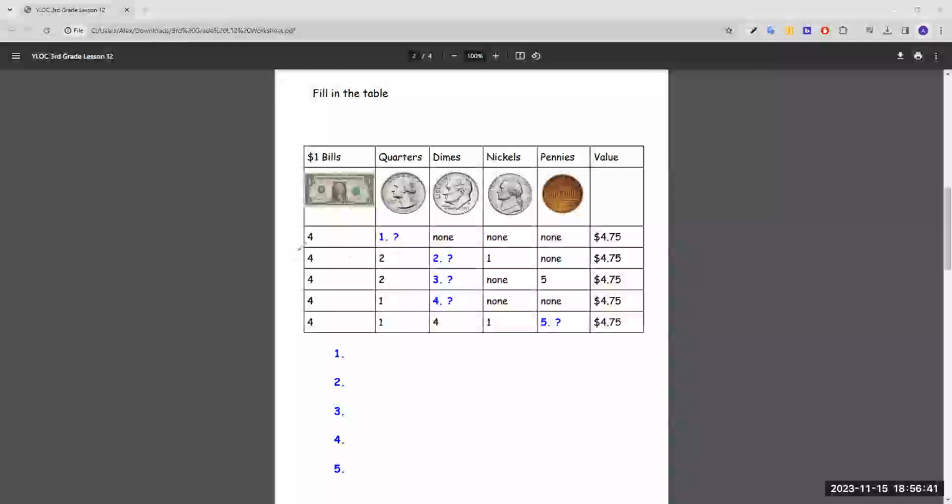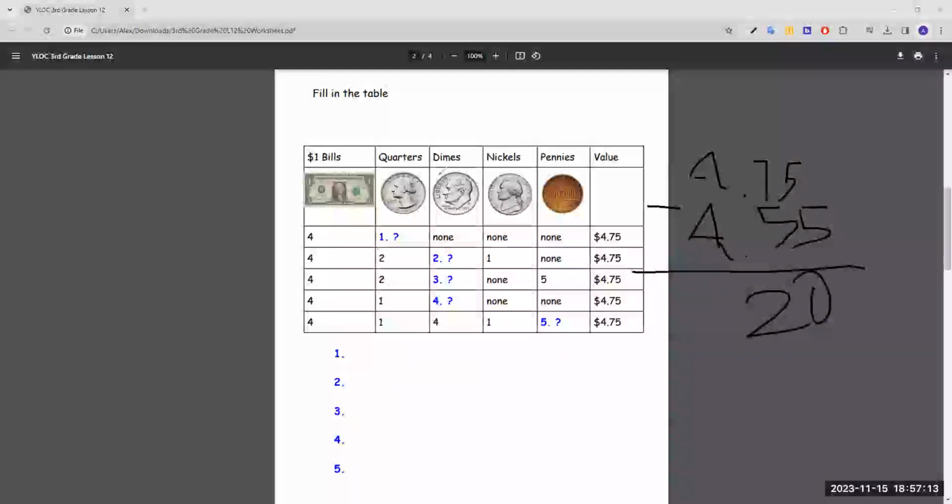Number two, we have $4 bills, 2 quarters, 1 nickel, and 0 pennies. So the value of what we have already is $4. 2 quarters is 50 cents. And 1 nickel, which is 5 cents. So we add another 5. And we're trying to get to 4.75 again. So let's subtract the value that we have from the value that we're looking for. And that would be 20 cents. So 20 cents in dimes is 2 dimes. So that's number two.